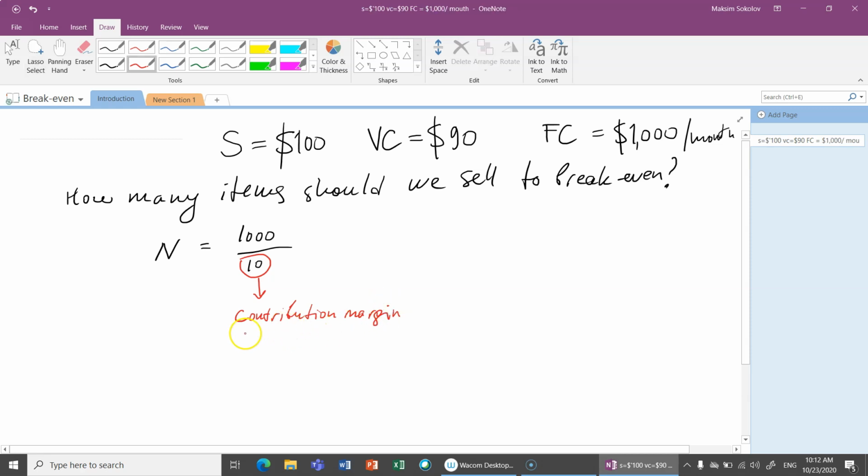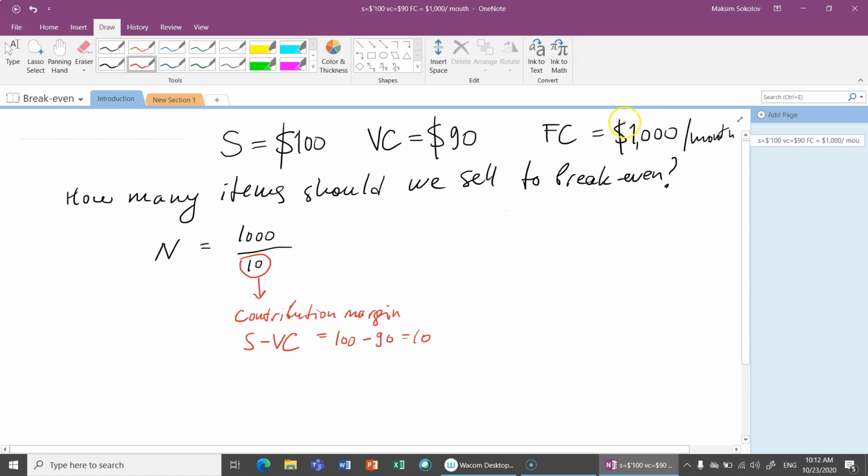This contribution margin is calculated as selling price minus variable cost. In this case, contribution margin is calculated as 100 minus 90, it is 10. Why is it called contribution margin? Because every time you sell an item, you make $10. So this $10 contributes towards paying off your fixed cost, and then after you pay off your fixed cost, this $10 will be contributing to net income. That is to say, pure profit that we make.